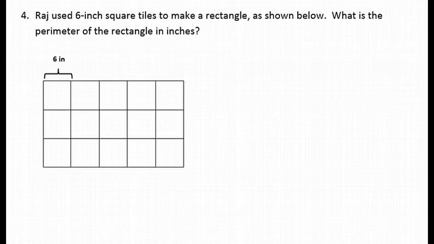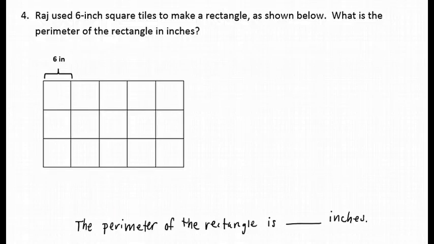Let's look at one more question. This one says, Raj used 6-inch square tiles to make a rectangle as shown below. What is the perimeter of the rectangle in inches? My answer statement will read, the perimeter of the rectangle is blank inches. So I have a rectangle made of smaller square tiles. Each side of the tile is 6 inches. So in this tile in the corner, this side is 6 inches and this side is 6 inches. To find the perimeter, we need to add up all the sides all the way around the rectangle.